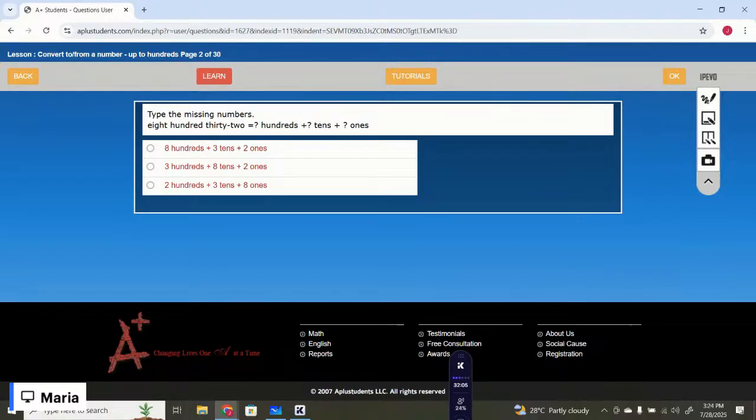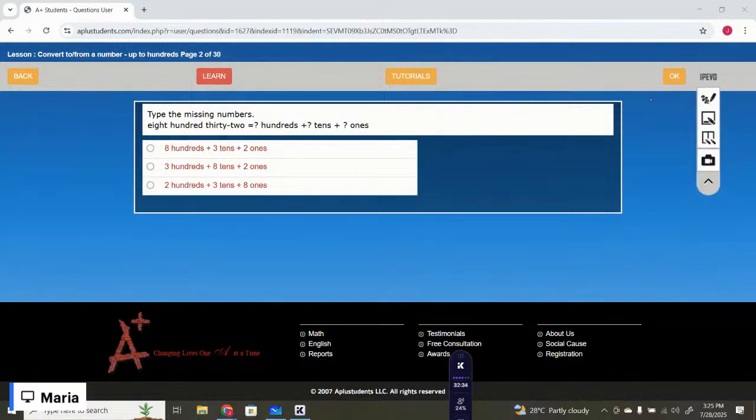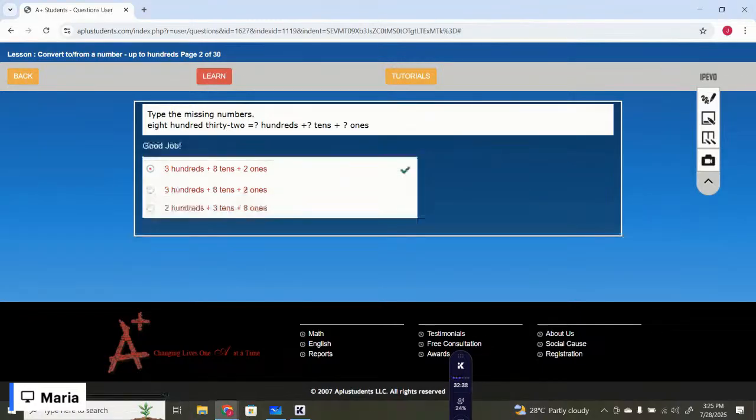Type the missing number 832. We can write 832 as 8 hundreds, 3 tens and 2 ones. So the correct option is 8 hundreds plus 3 tens plus 2 ones. Option number 1 is the correct option. That would be 8 hundreds, 3 tens, and 2 ones.